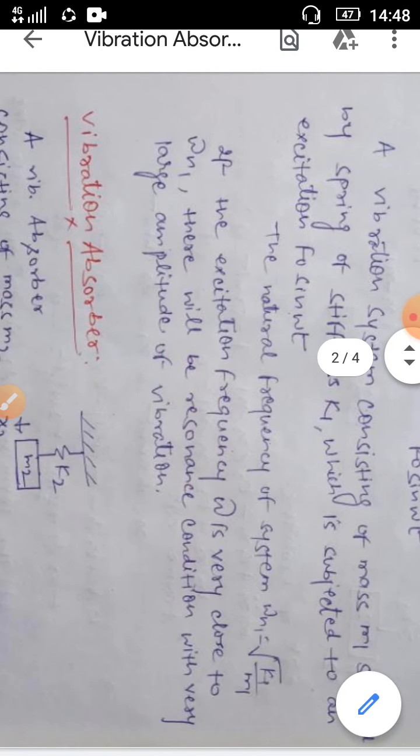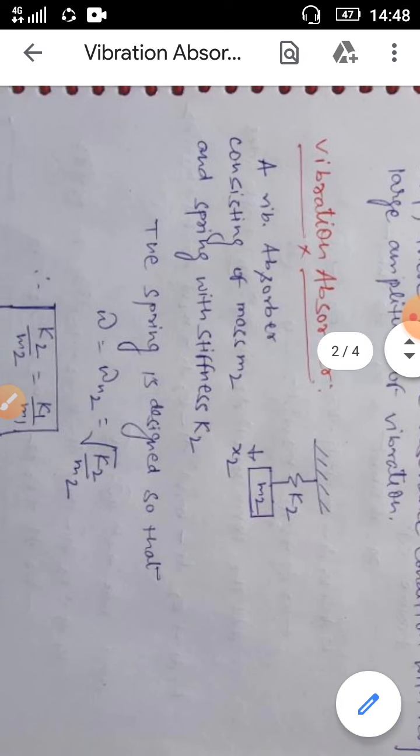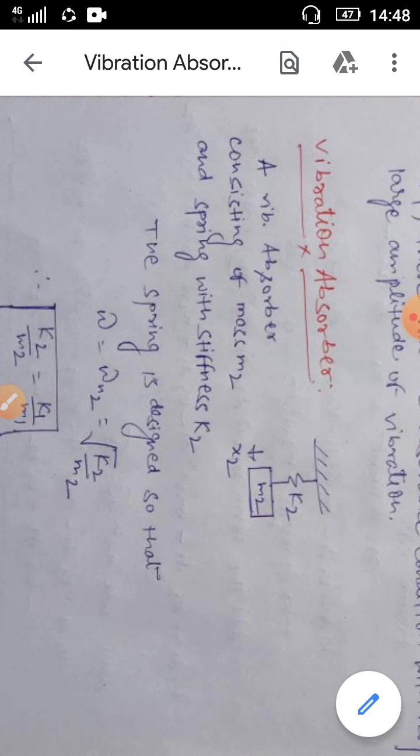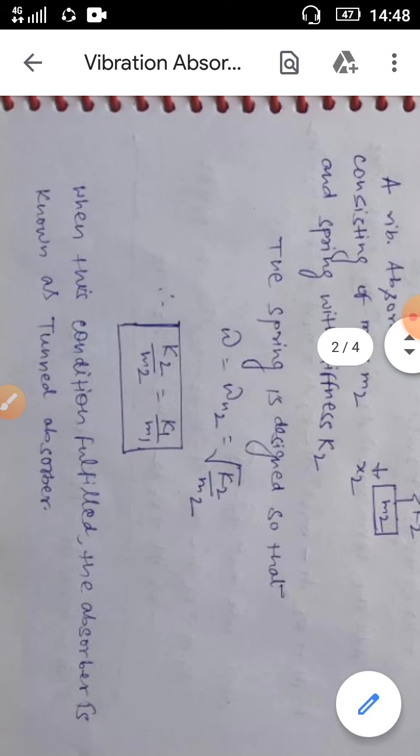Now come to the vibration absorber system, and this is the vibration absorber system. It is the auxiliary mass spring component which is attached to the main system, and the spring is designed so that omega is equal to omega n2, which is the square root of k2 by m2. So from the main system and our auxiliary system we can say that k2 upon m2 is equal to k1 upon m1. When this condition is fulfilled, the absorber is known as a tuned vibration absorber.